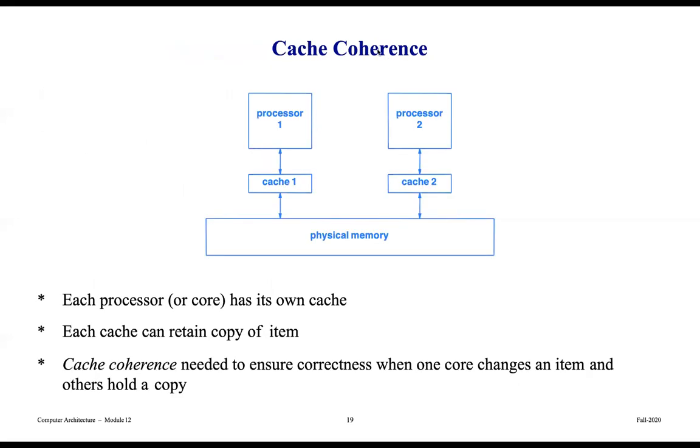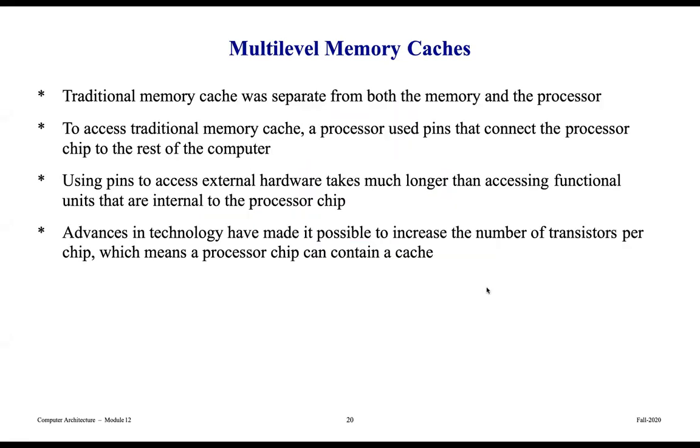Now let's talk about cache coherence. If we have the physical memory and a couple of processors that we're working with, and each has its own cache, but we have a singular thing that the overall processing capability is trying to do, we need to make sure that there's coherence. Each processor or core has its own cache here, and each cache can return a copy of the item. So cache coherence is needed to ensure correctness when one core changes an item and the other one holds a copy. Otherwise we could have some imbalances or things that may cause some issues.